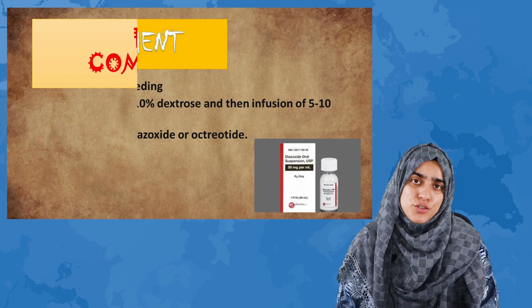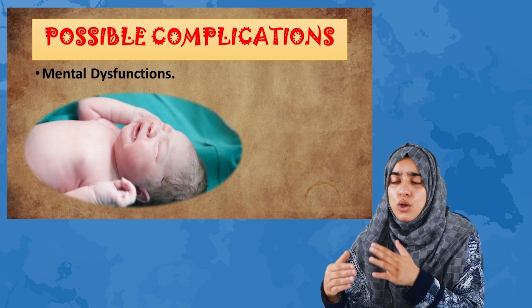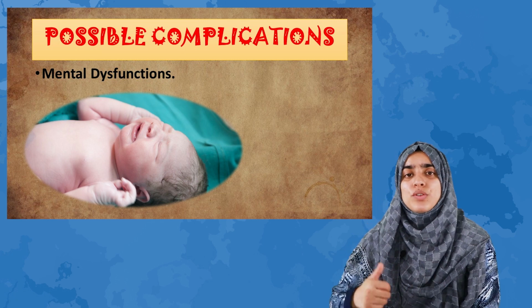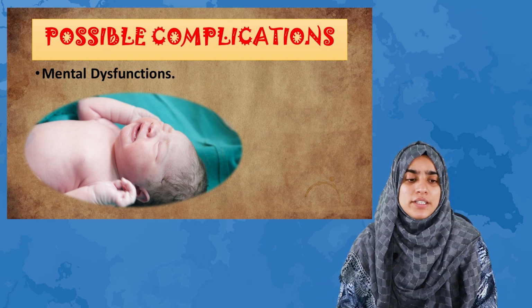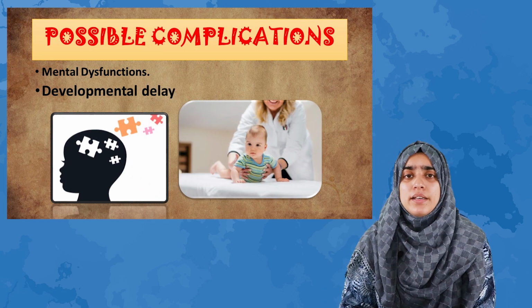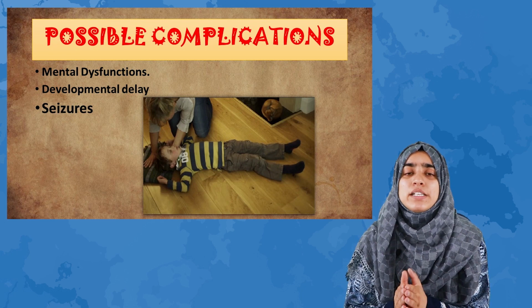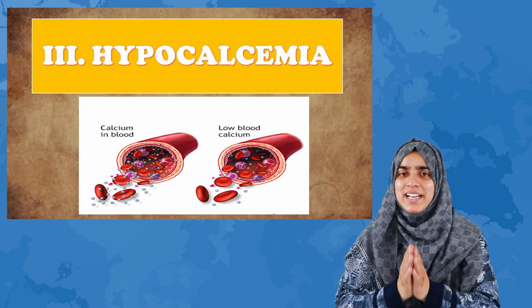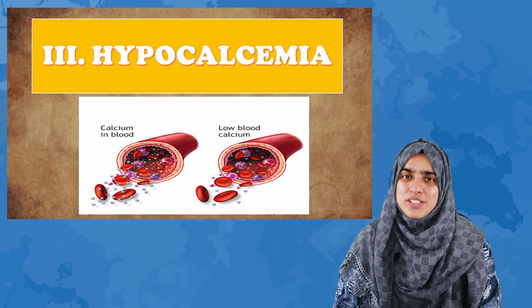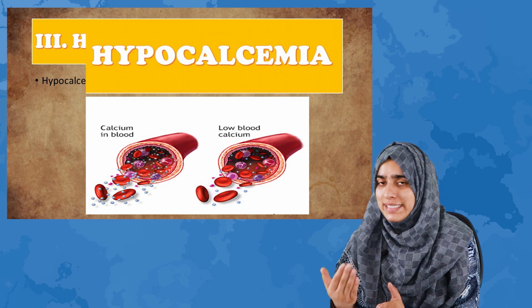the insulin production. Some of the possible complications of hypoglycemia: prolonged hypoglycemia can lead to brain damage or affect normal mental function. There will be developmental delay in the infants. Seizures can occur if the hypoglycemia is not treated. Then the third condition under the physiological factors which lead to neonatal disorders is hypocalcemia.